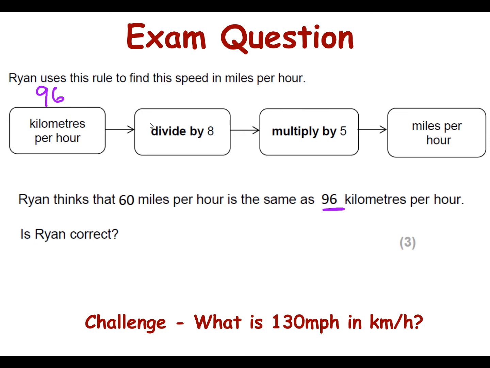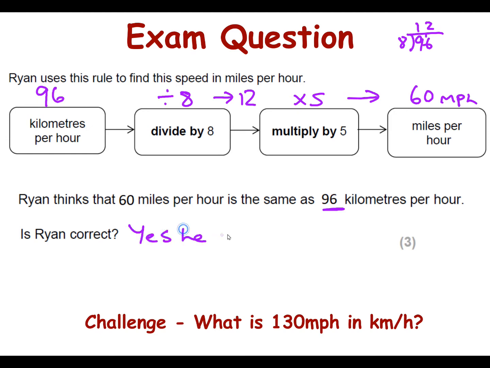So 96 divided by 8, well, if you can't do that, do it using the bus stop, is 12. And then 12 times 5 gives us 60 miles per hour. So to answer this exam question, is Ryan correct? Yes, he is. And the evidence for doing this is our calculations up there.